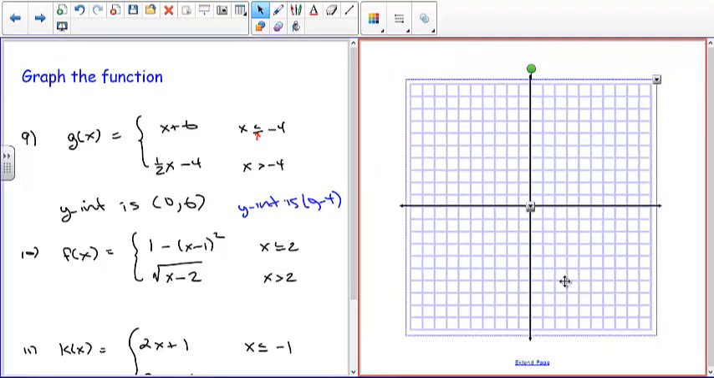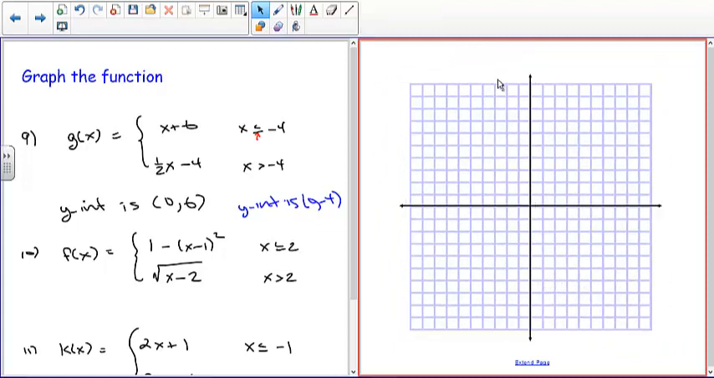Okay, next one's a little more difficult because you got squares and square roots and stuff like that. The change occurs at x equals 2. So what we can do is plot these, and this quadratic function is a little tricky. So we're going to draw it, and then we're going to black out part of it. I can't erase it, but you can.